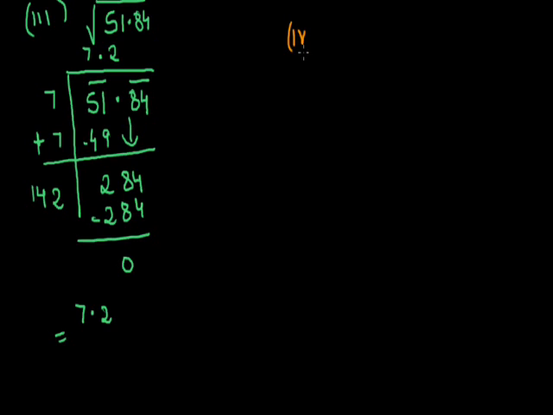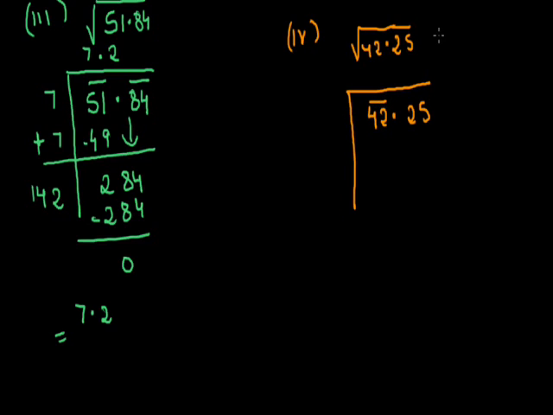Coming to the fourth part, carry out the square root of 42.25. Now if I form the pair, towards the left of decimal, one pair is 42, and if I approach towards the right of decimal, one pair is 25. Now a number whose square is less than 42, that is 6. So 6 6s are 36. Carry out the subtraction. I will get 6. Copy the next term, that is 25.